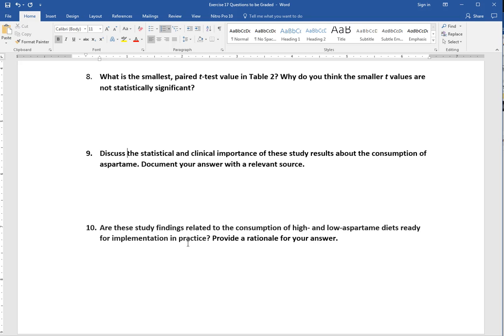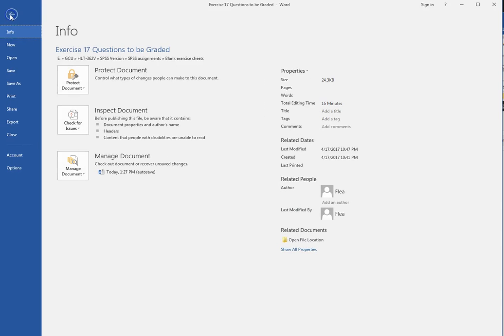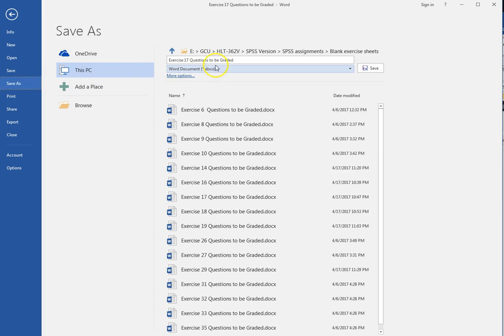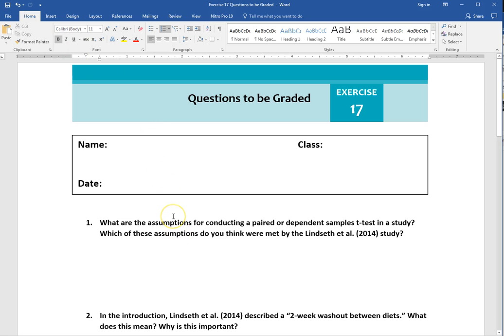So that's what we need to do for exercise 17. And then remember that you want to save this as your own file. So save as, and then just put in your last name. So my last name was Johnson. I just put in Johnson there, and then save it as a file like that, so that when you submit it, we can keep track that it's your file and there's not a bunch of files with the same name.